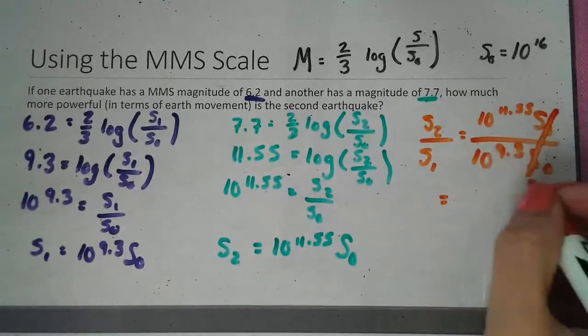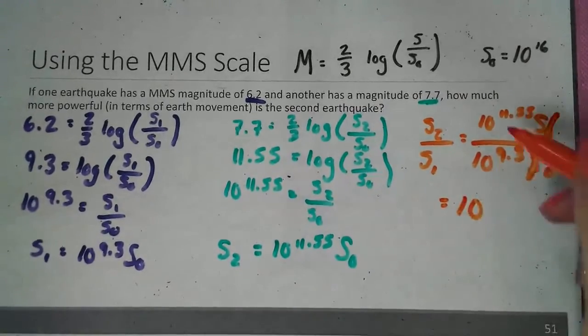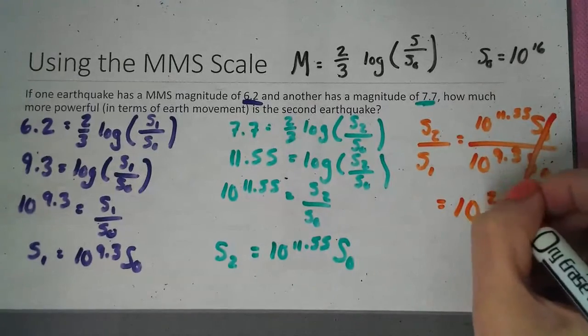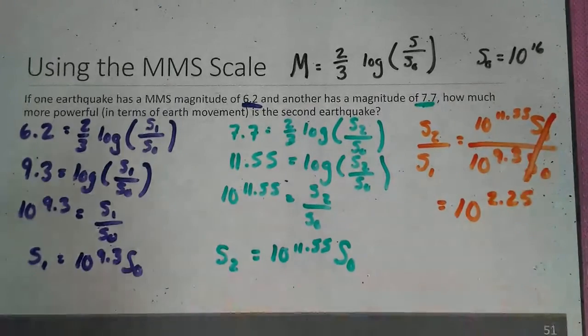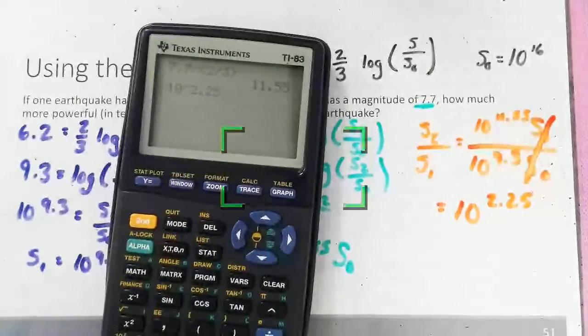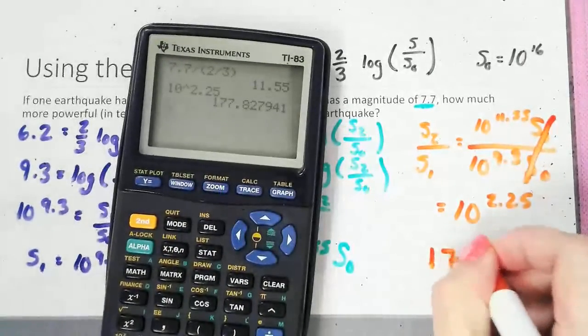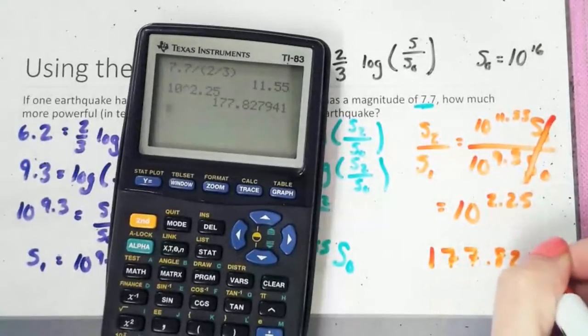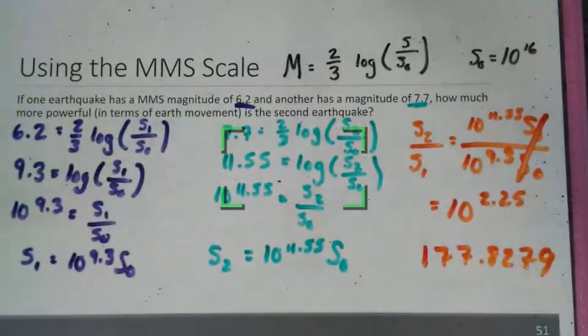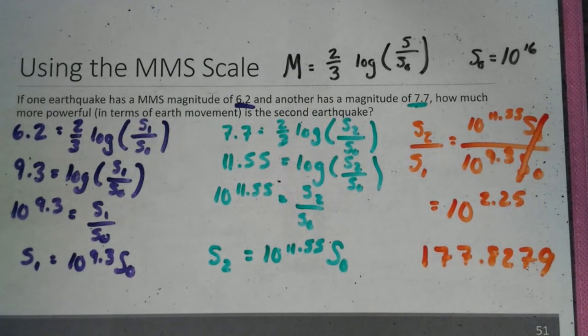And we get that the ratio is equal to 10 raised to the power of, since these both have the same base, I can subtract the exponents. And that leaves me with 2.25. And 10 raised to the 2.25 power is about 177.8279. So that second earthquake with a magnitude of 7.7 is about 178 times more powerful.